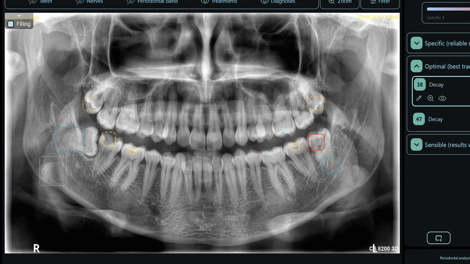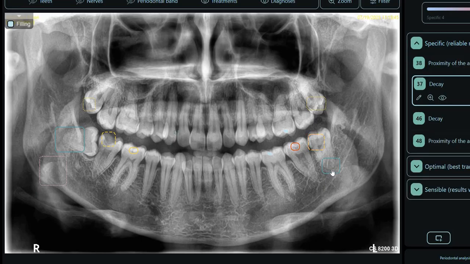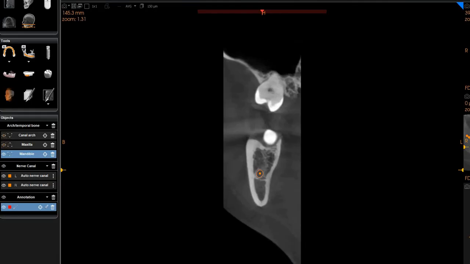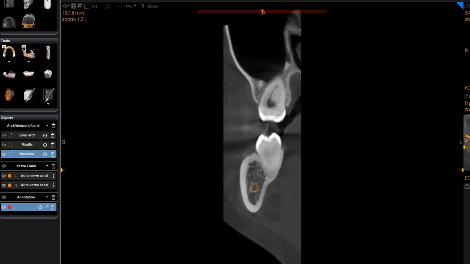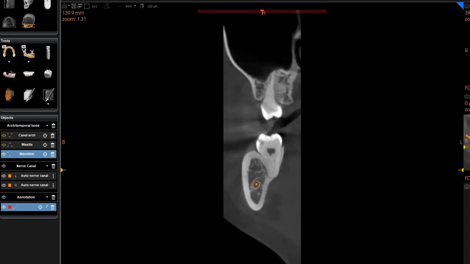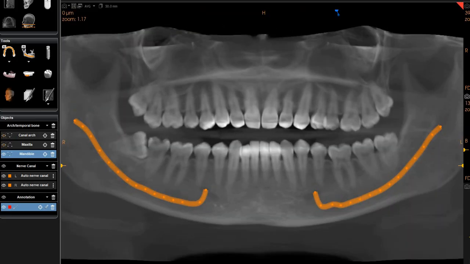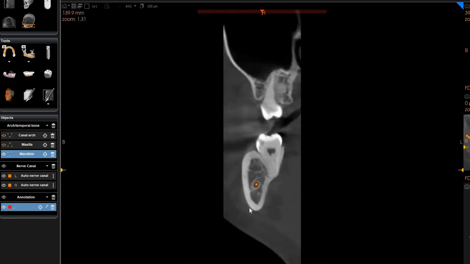The lower left 8 shows decay, the lower left 7 shows decay, and the lower left 8 is in proximity to the nerve, and then we'll see on the CBCT how the lower left 8 is doing. The lower left 8 again, not as proximal to the nerve. The 2D might be deceiving, but the 3D shows us that the proximity to the nerve is not as significant.